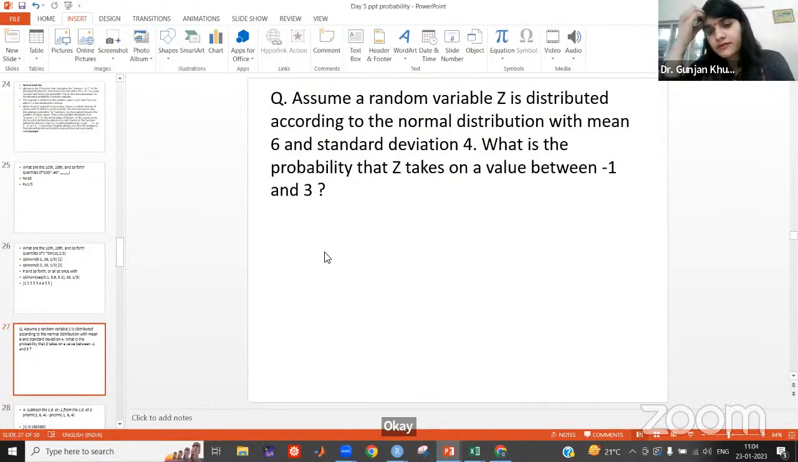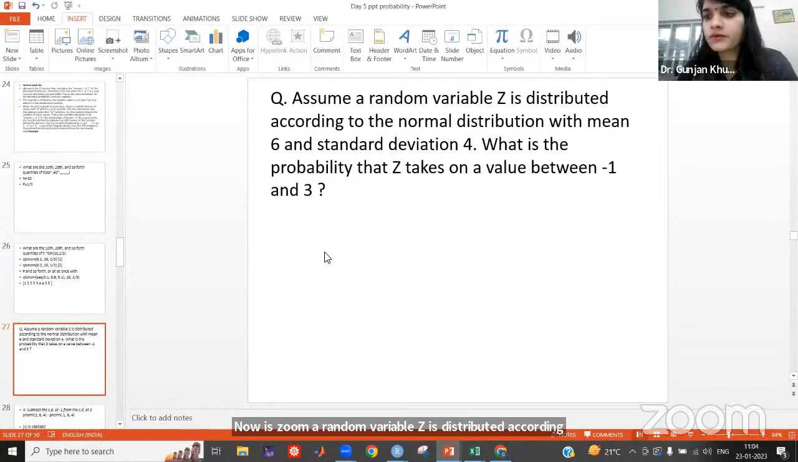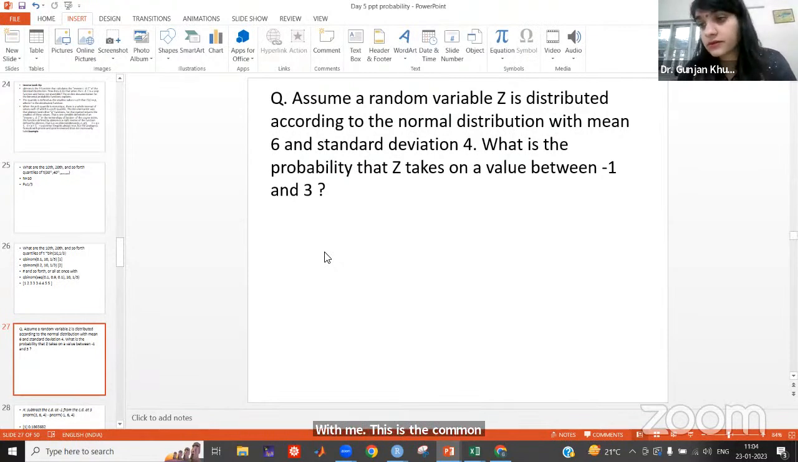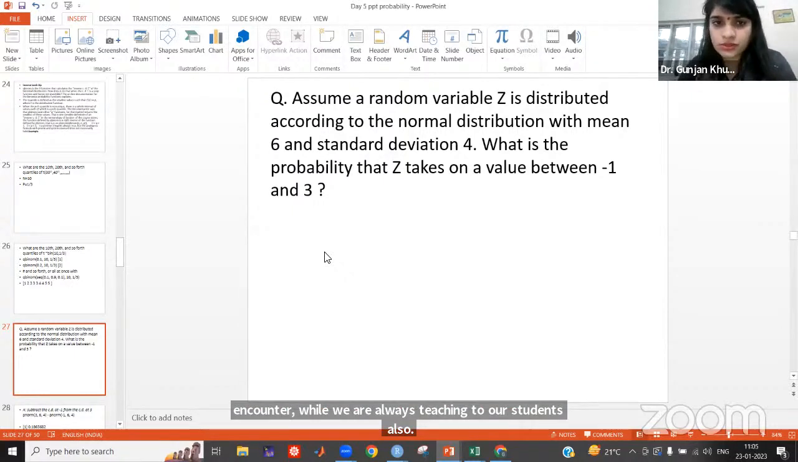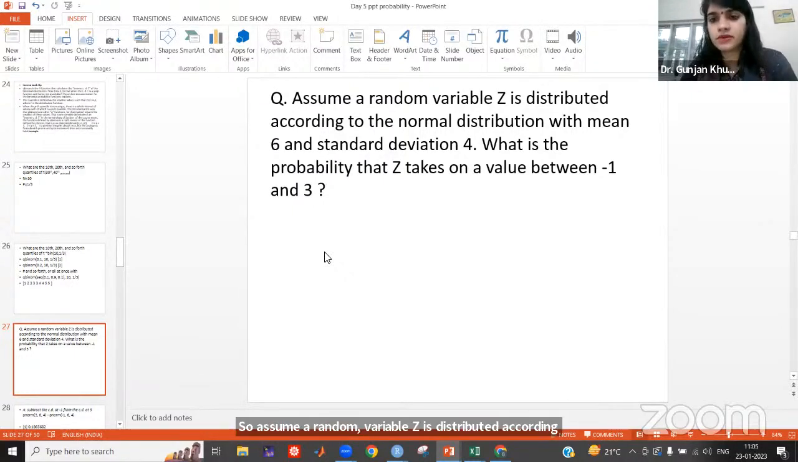Now assume a random variable z is distributed according to the normal distribution. This is a common question we generally encounter while teaching our students also. Assume a random variable z is distributed according to the normal distribution with mean 6 and standard deviation 4. What is the probability that z takes on a value between -1 and 3?